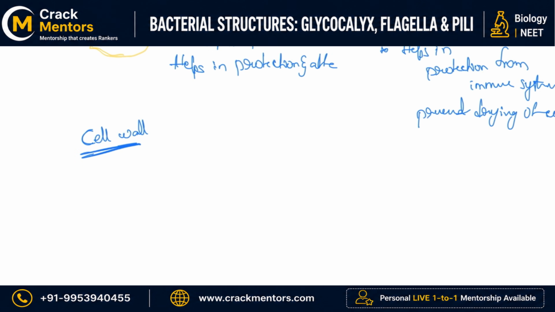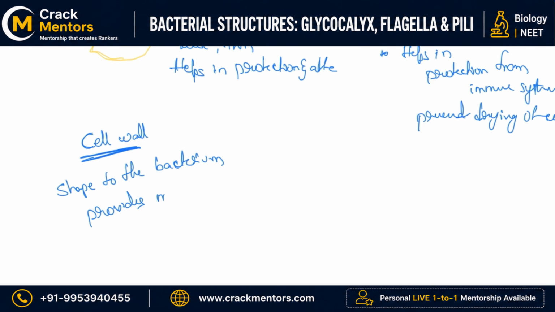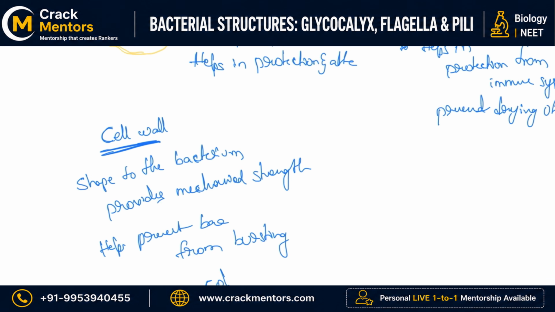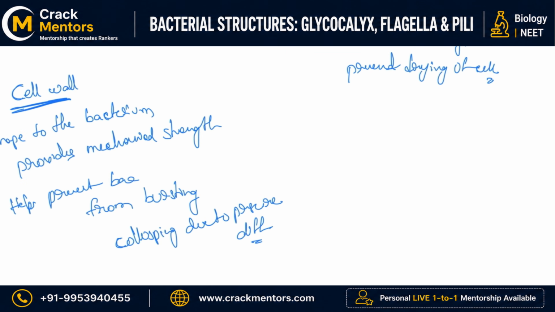So in the cell wall, what does this cell wall do? Cell wall majorly gives the shape to the bacterium, and it provides mechanical strength. It also helps prevent bacteria from bursting. It prevents the cell from bursting and collapsing due to osmotic pressure differences. So what does the cell wall majorly do? Cell wall gives the shape and provides the mechanical strength to the bacteria, and helps in preventing the collapsing and bursting of the cell.